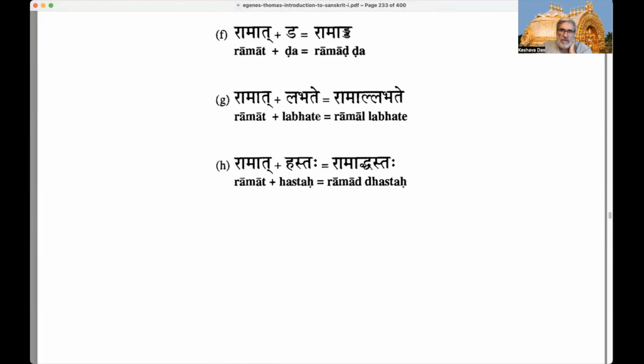Okay, then we have Ramat plus labate. When the second word begins with an L, the dental T is going to be flavored by the L and is going to also turn into an L. So we're going to get Ramal labate.